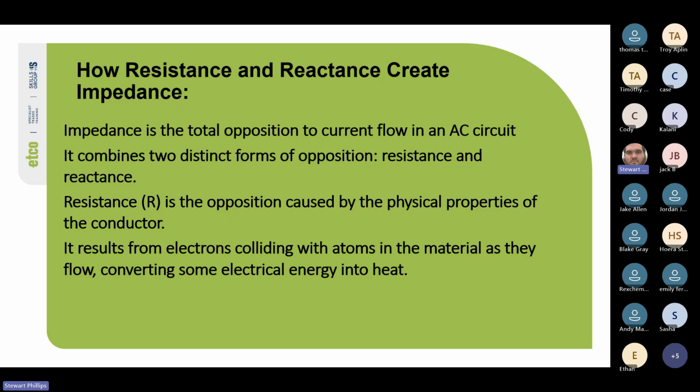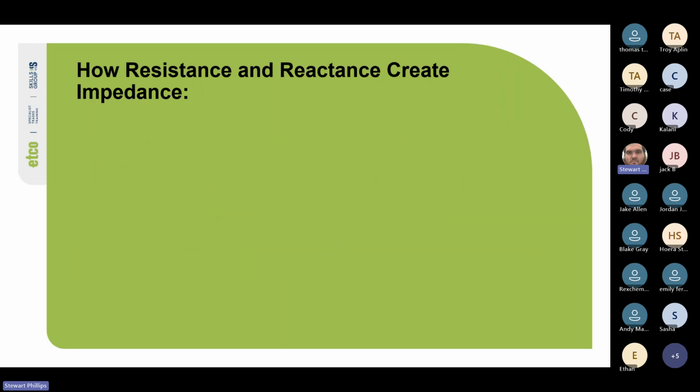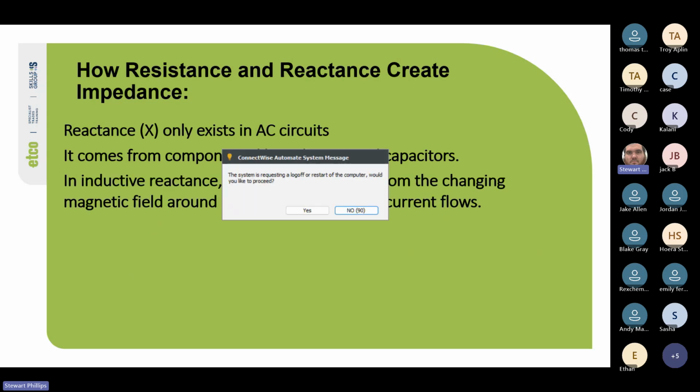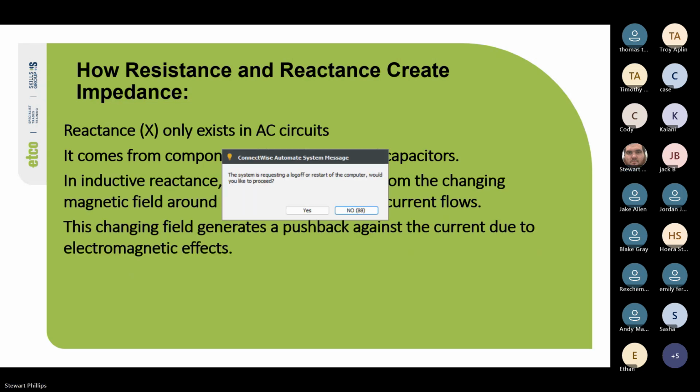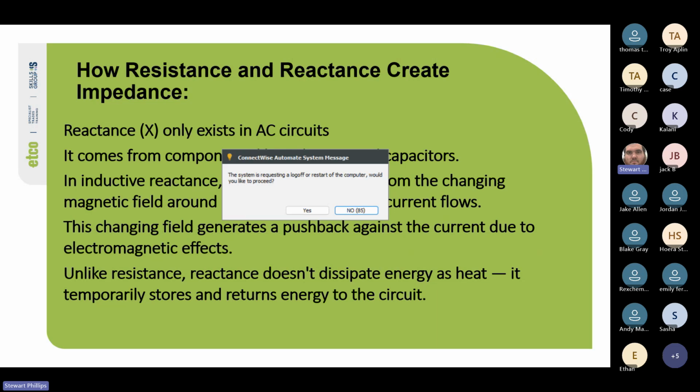So the changing field generates that pushback we were talking about, not because of the material, but because of that electromagnetic effect, like we were studying with magnetism. Unlike resistance, reactance doesn't dissipate energy as heat. It temporarily stores and returns energy to the circuit. So it kind of acts like a mini battery, which is what capacitors are usually compared to, again, next year. But you just need to be aware that that is what they do and how they act.